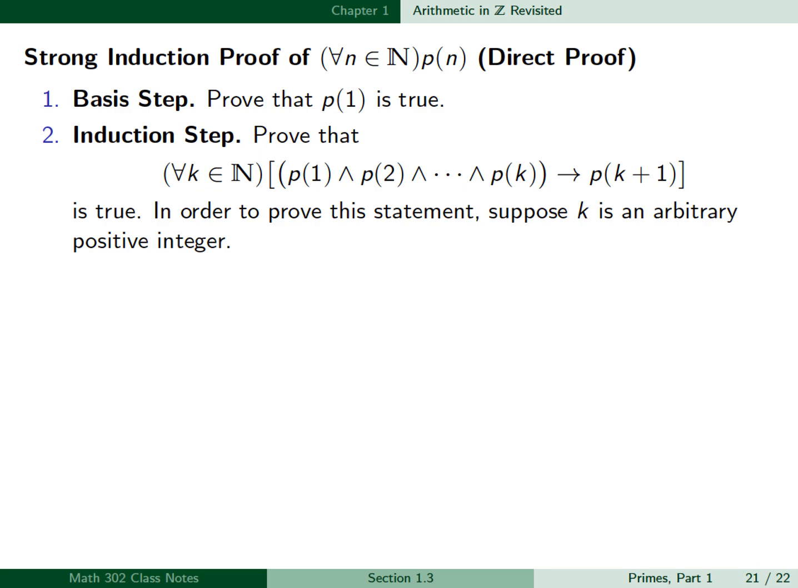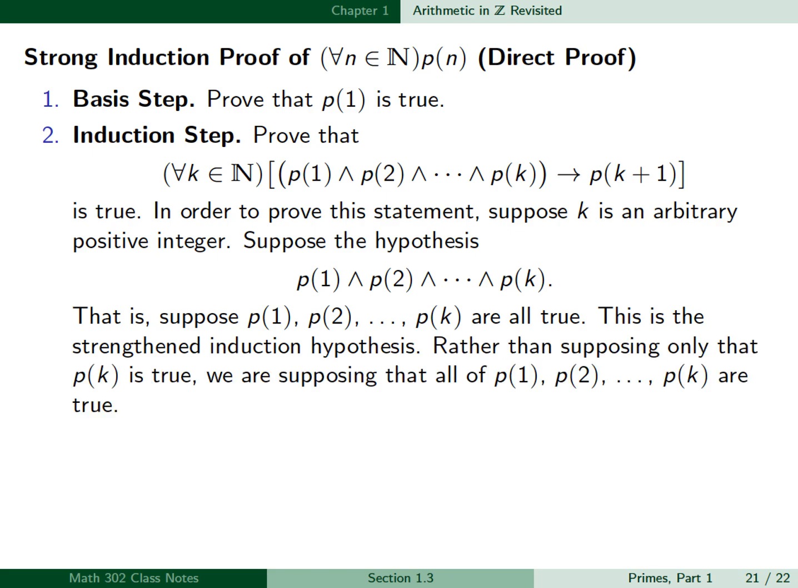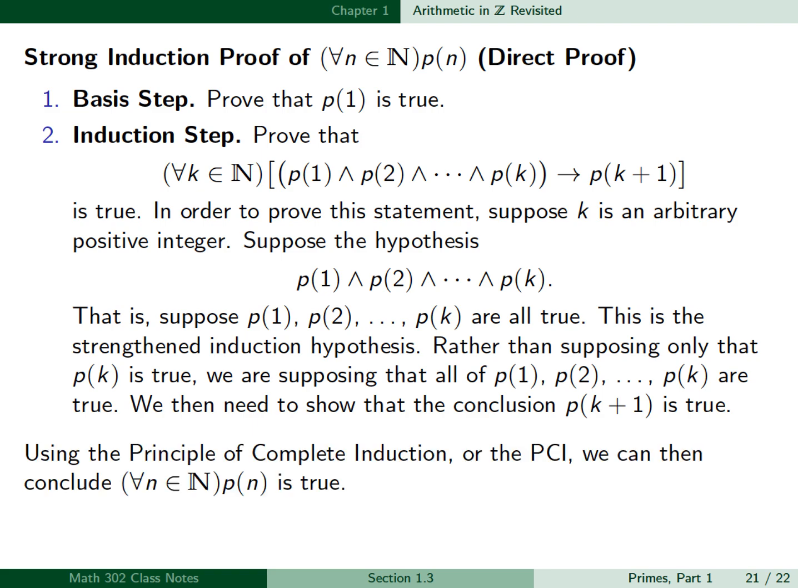In order to prove this statement, we'll suppose k is an arbitrary positive integer. We suppose the hypothesis, P(1) and P(2), all the way down to P(k). That is, we're supposing that P(1), P(2), all the way down to P(k) are all true. This is called the strengthened induction hypothesis. And rather than supposing only that P(k) is true, we are supposing that all of P(1) and P(2), all the way down to P(k), are true. We then need to show that the conclusion P(k+1) is true. And using the principle of complete induction, or the PCI, we can then conclude for all n in N, P(n) is true.